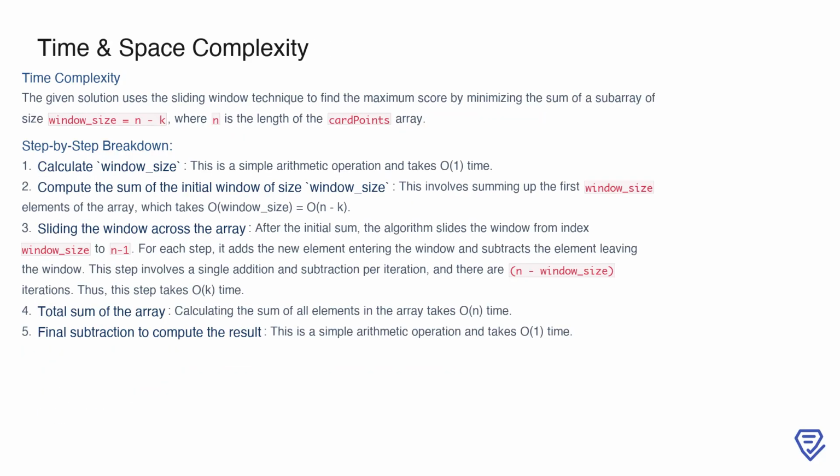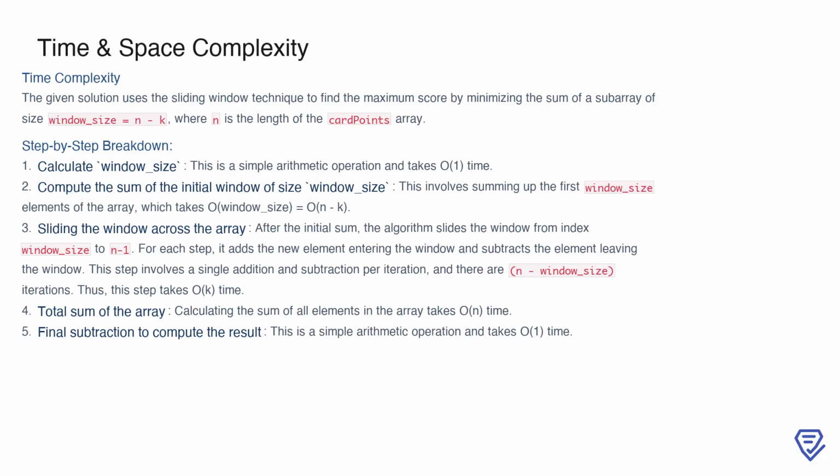Here, we are analyzing the time complexity of the sliding window solution. The process begins with calculating the window size, which is derived as the difference between the length of the array, n, and the number of cards we are allowed to pick, k. This calculation is a simple arithmetic operation and therefore takes constant time, O(1). Next, we compute the sum of the first subarray of size window_size. This involves summing up window_size elements, which requires O(window_size), or O(n-k), time.